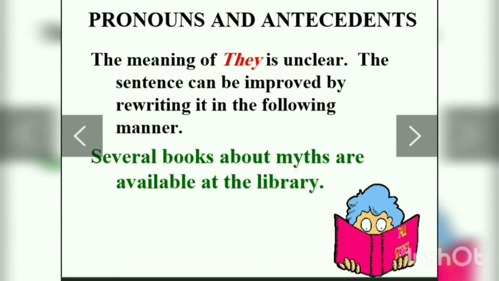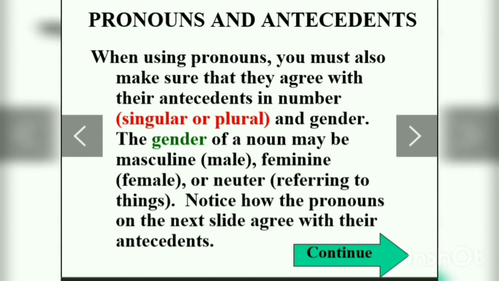The meaning of "they" is unclear. The sentence can be improved by rewriting it like this: "Several books about myths are available at the library." So it is very, very clear.